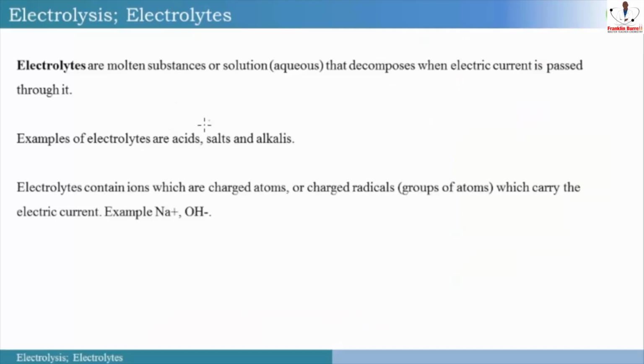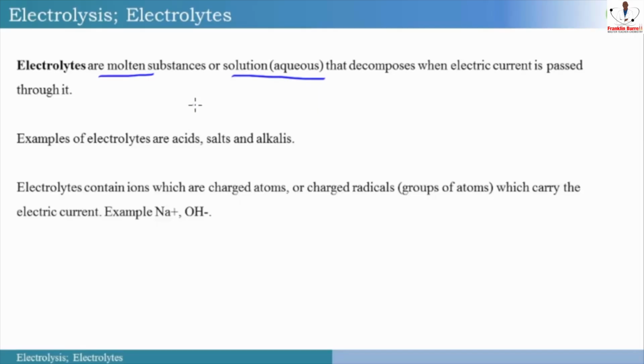You saw that when we placed our salt in our water, the salt broke down or decomposed, and therefore it allows current to pass through it. So that substance we will call an electrolyte. Electrolytes are molten or aqueous substances or solutions that decompose when electric current is passed through them. In this case, our salt solution is an example of an electrolyte.